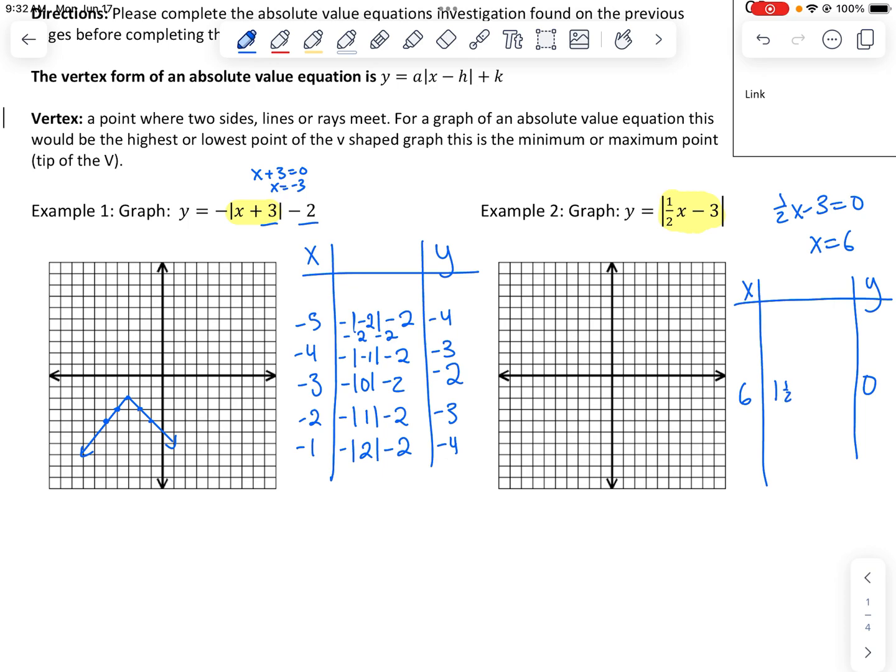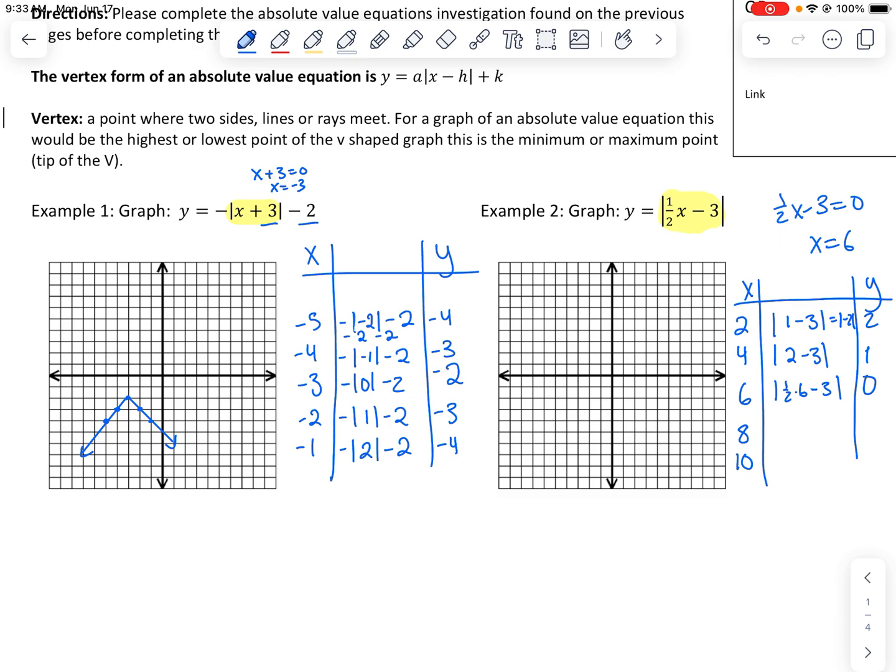If you wanted to prove this to yourself, half of 6 minus 3 is 3 minus 3 is 0. And then we want some points on either side, but since I see that there's a coefficient here of 1/2, I'm going to choose to put in even numbers to avoid fractions. So I'll do 2, 4, 6, 8, and 10. So again, half of 2 is 1, so the absolute value of 1 minus 3 is the absolute value of -2, which is 2. Then I have the absolute value of half of 4, so 2 minus 3, which is -1, so the absolute value of that is 1.